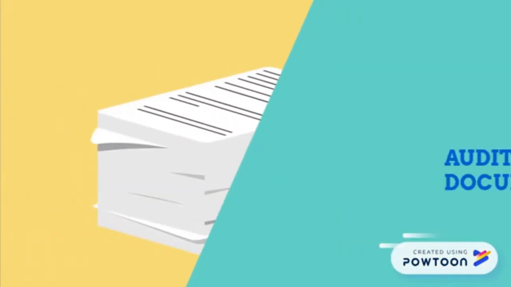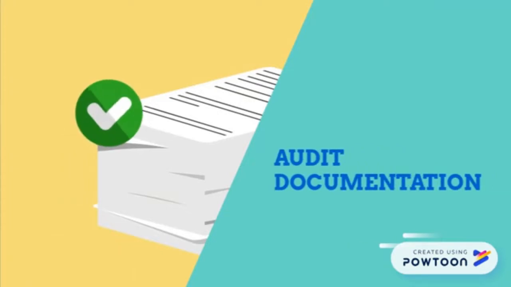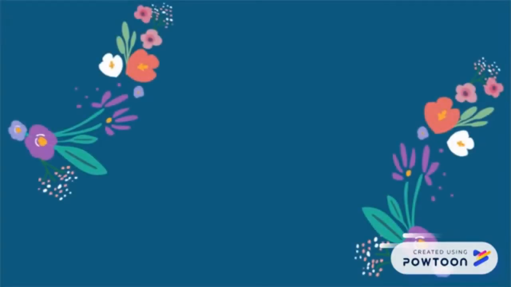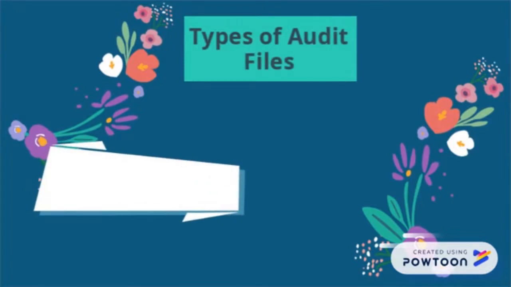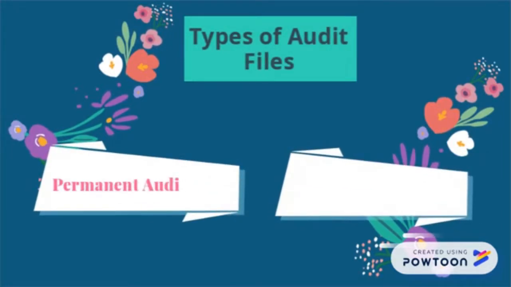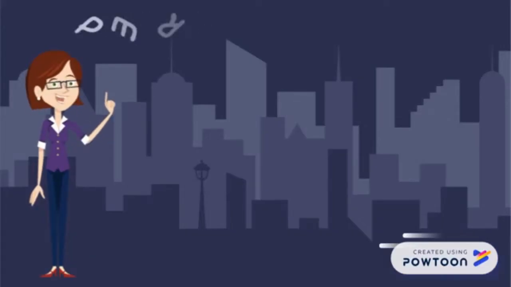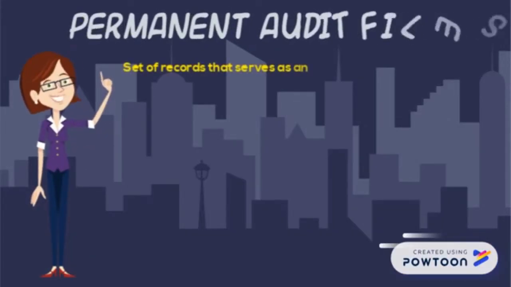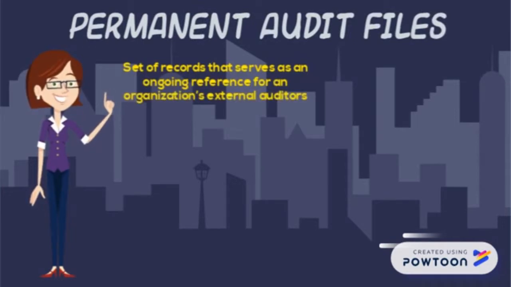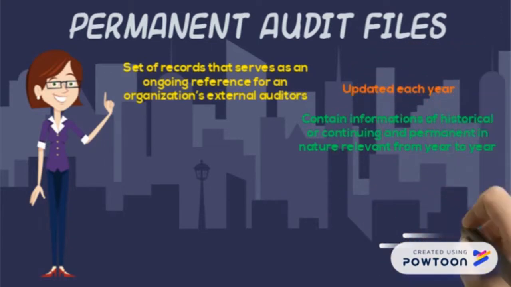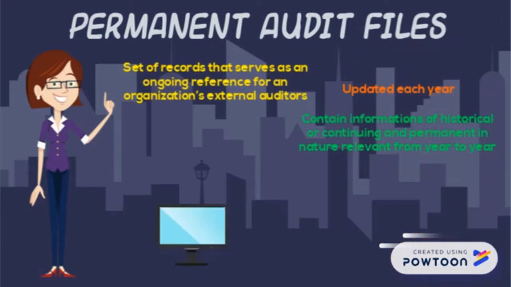Next, we're gonna discuss on audit documentation. There are two types of audit files: permanent audit files and current audit files. Permanent audit files is a set of records that serves as an ongoing reference for an organization's external auditors. It contains information of historical or continuing and permanent in nature, relevant from year to year. It needs to be updated each year. These are the examples of permanent audit files.